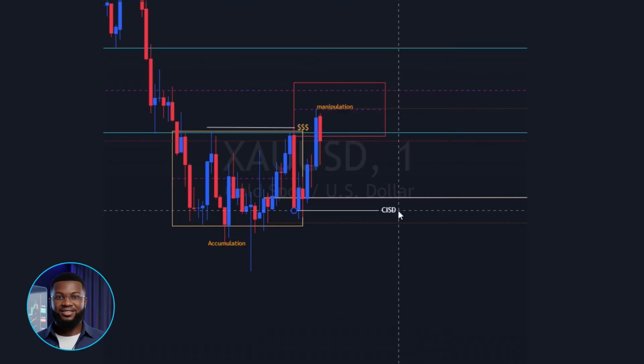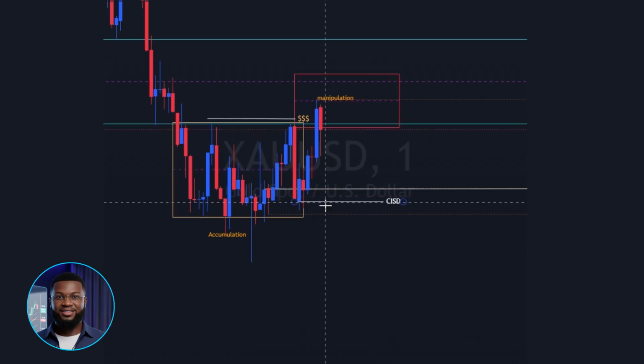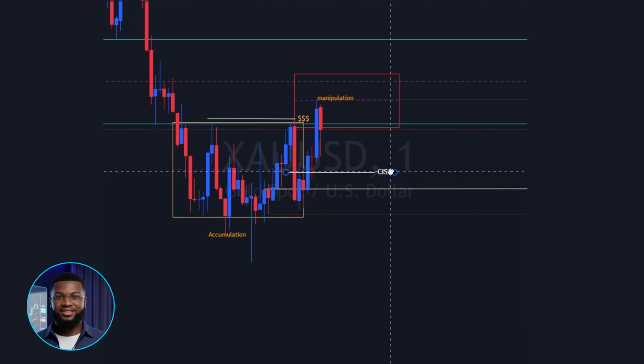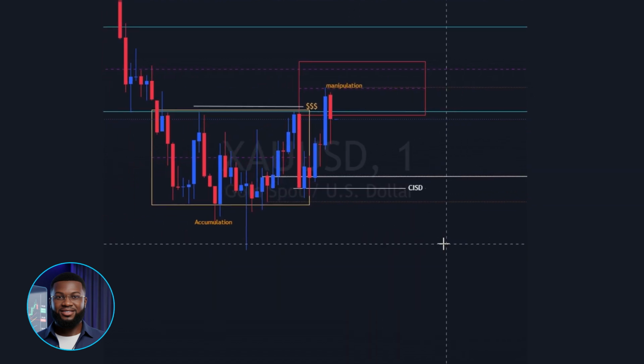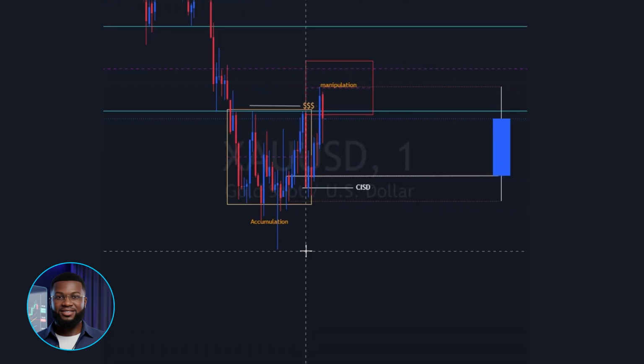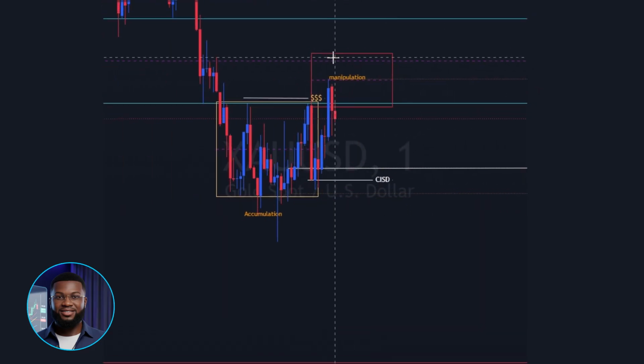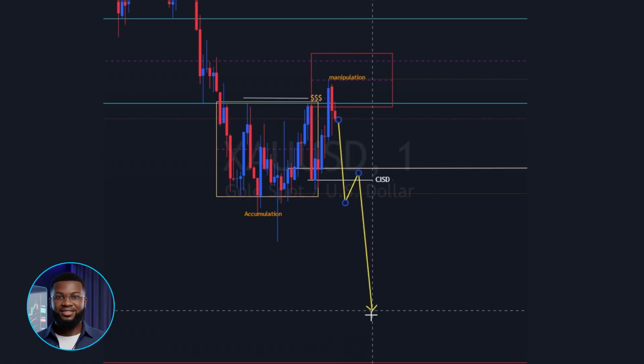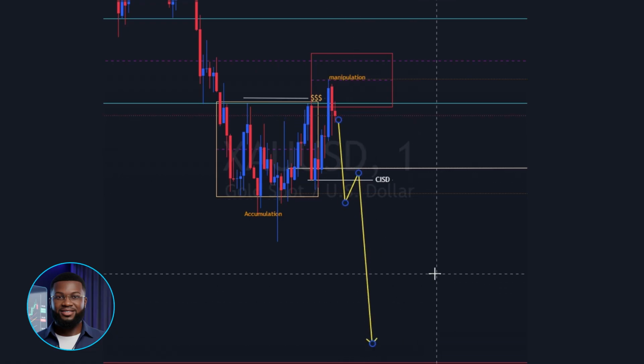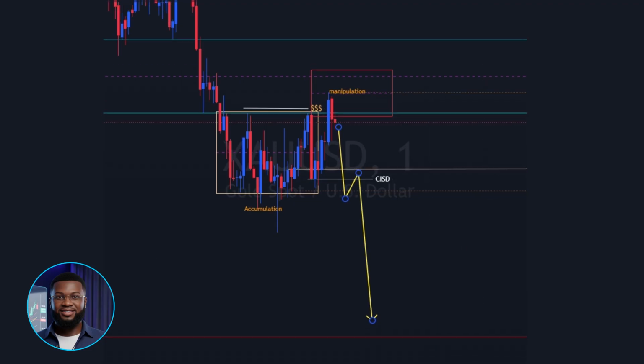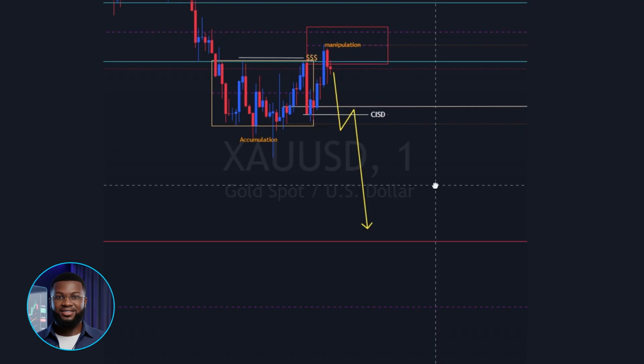Okay, so this live entry. This is CISD. So we are waiting for price to break the CISD at this level. You can see right here. Let me just zoom in a bit. So we are waiting for price to break. So price will do something like that, retest, then we are going in for a cool 1:2 risk to reward, or 1:3. One of them still works.